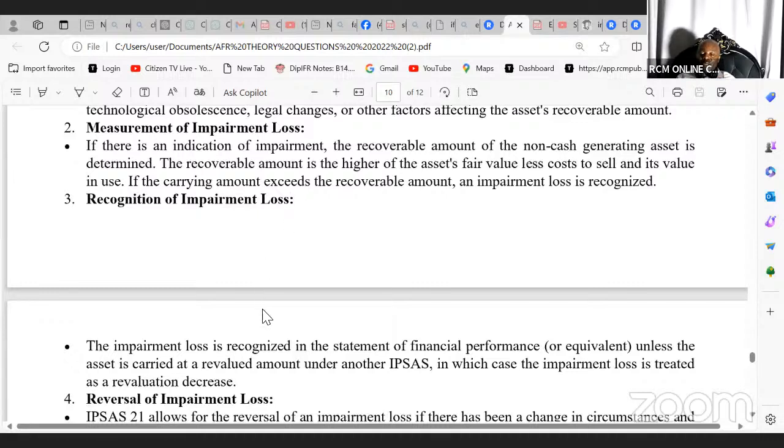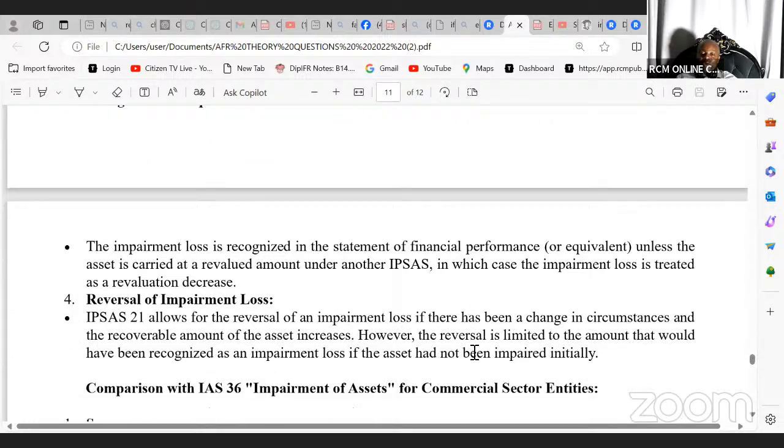The impairment loss is recognized in the statement of financial performance or equivalent, unless the asset is carried at a revalued amount under another IPSAS, in which case the impairment loss is treated as a revaluation decrease. The best thing is for you to remember that this impairment loss, ladies and gentlemen, will be recognized in the statement of financial performance. Remember, we don't talk about the income statement. No, statement of surpluses or losses, all right? Or simply a statement of financial performance.